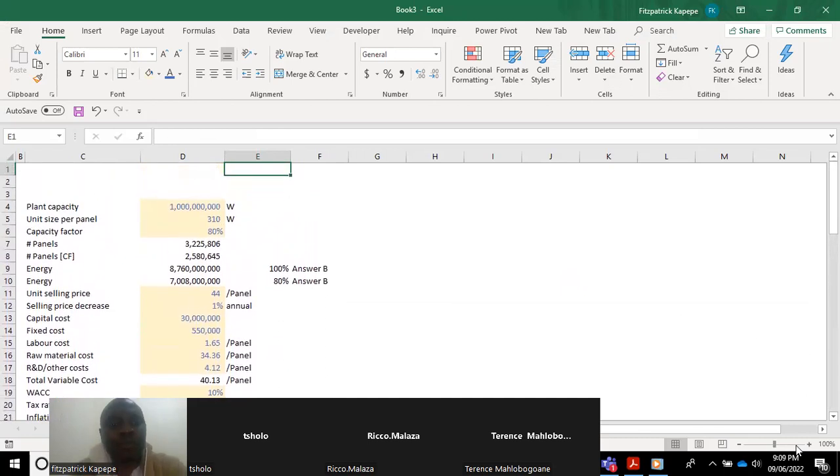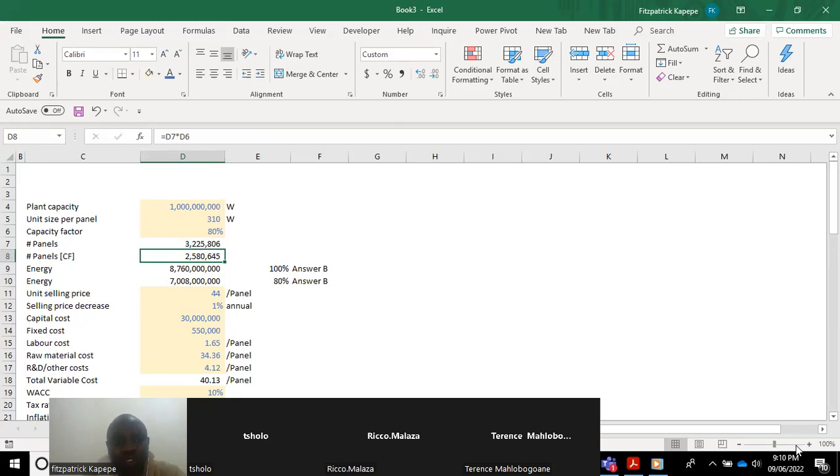Any questions? If you can just quickly go up. So we have the energy, right, at 80%, and then we have that 2,580,000 as well. What is that? These ones are panels. Remember that the way they were selling, the number of panels. You remember that they are generating sales not from energy, they're generating sales from the panels.